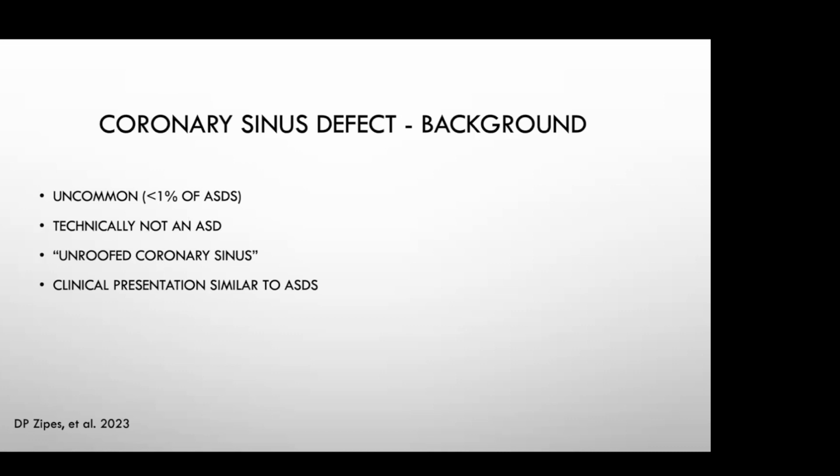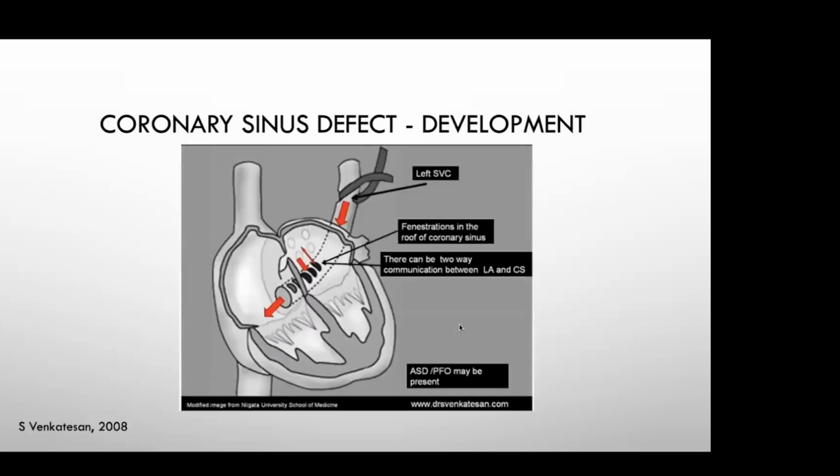So coronary sinus defects are very uncommon. They're less than 1% of all ASDs, although they're not technically an ASD. It's also known as an unroofed coronary sinus, but their clinical presentation can be fairly similar to ASDs.